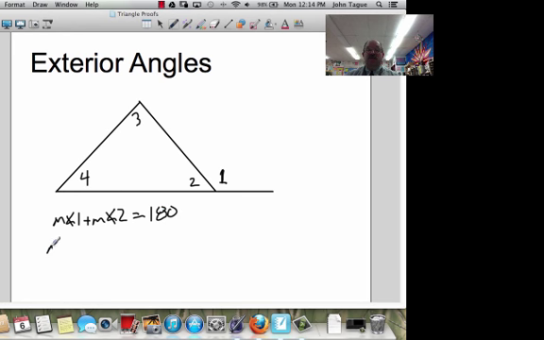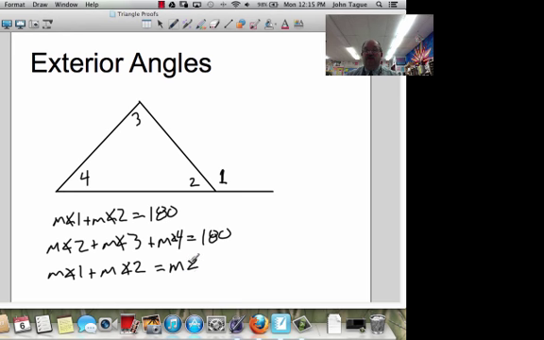Inside the triangle, we've got angle 2, angle 3, and angle 4, and they're 180 degrees. These two are both equal to 180 degrees, right? So I can say that angle 1 plus angle 2 equals angle 2 plus angle 3 plus angle 4. We've got an angle 2 on both sides. Boom. Subtract from both sides, it's gone.